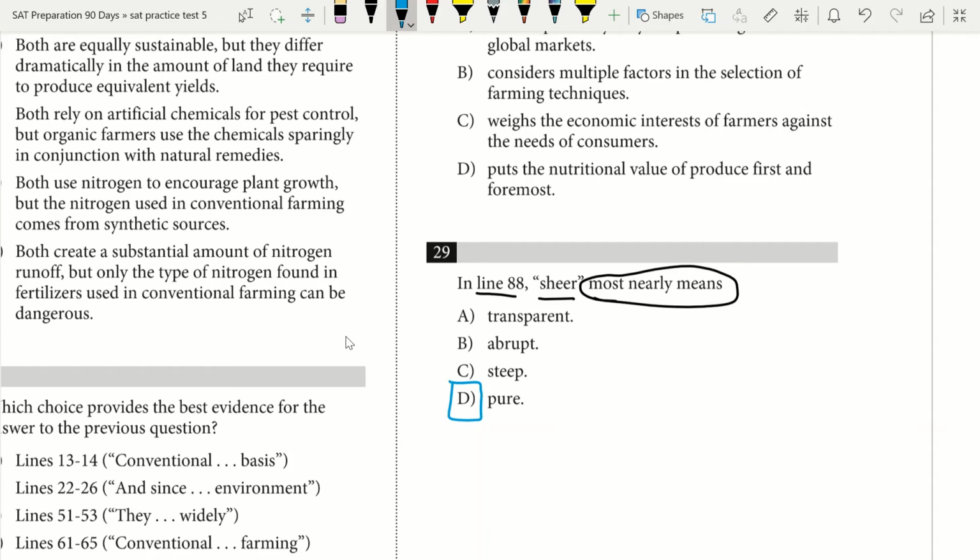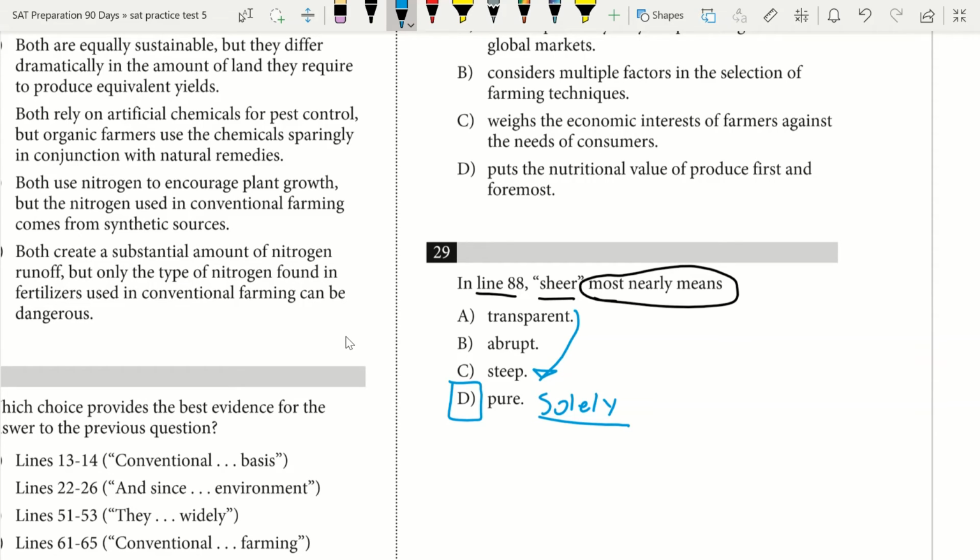Let's go ahead and run through this. Let's say that we didn't come up with pure. Let's say we came up with solely, right? We wanted to describe it as being only calories. Well, let's look at why A through C would be wrong then. If we came up with a different word such as solely calories, or only calories, we can use process of elimination and get rid of A through C. So I'll go ahead and take you through that.